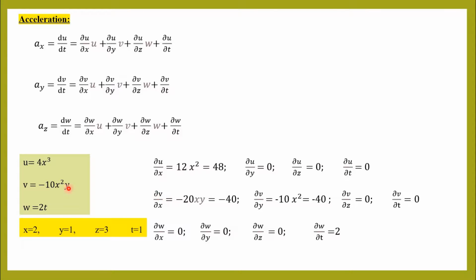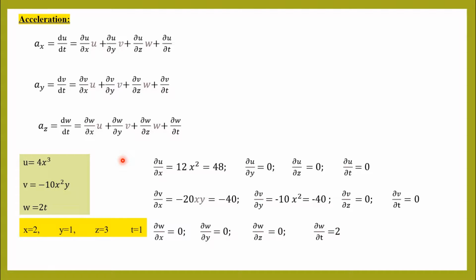Now dou v by dou x is minus 10 into 2 into x into y, which when we substitute x is equal to 2, y is equal to 1, you will get minus 40. Dou v by dou y, when you differentiate with respect to y, it will become minus 10x square itself, and when I substitute x, you will get again minus 40. And dou v by dou z, there is no z and t term, so both terms are 0. And for dou w by dou x, y, z, those terms are not there in w, so they are 0. Only t is there, so dou by dou t of w is 2.